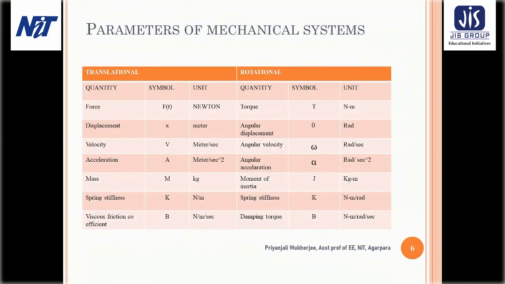So these are the parameters of the mechanical system. These are the parameters of translational systems, where the quantity, the symbol and the units are given, and here for the rotational system. For example, in the translational system we use the force, the symbol of force is f(t) and the unit is Newton. Whereas in the rotational system we use the torque, whose symbol is capital T and unit is Newton meter. So these are the different parameters that are used in translational and rotational systems.